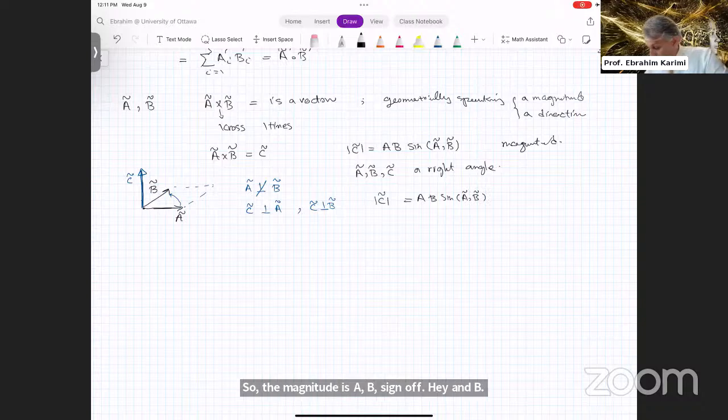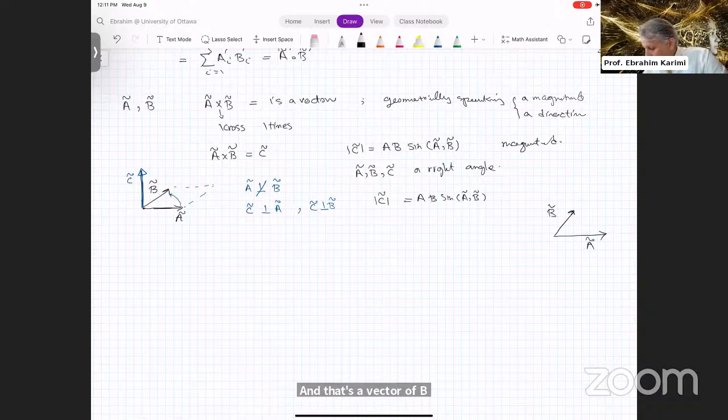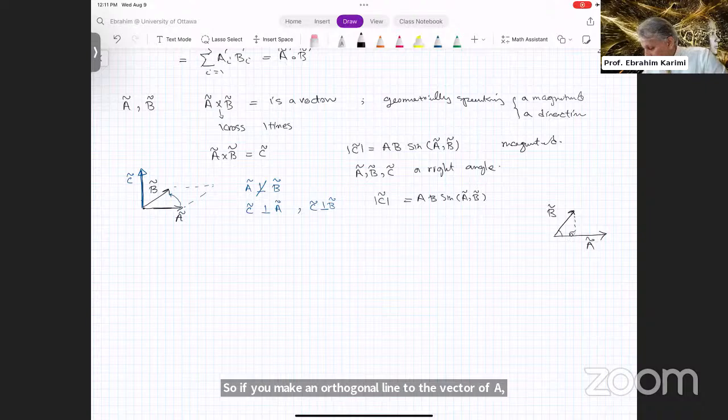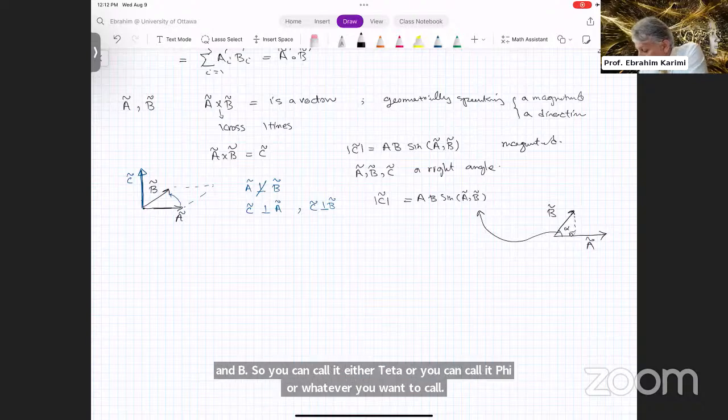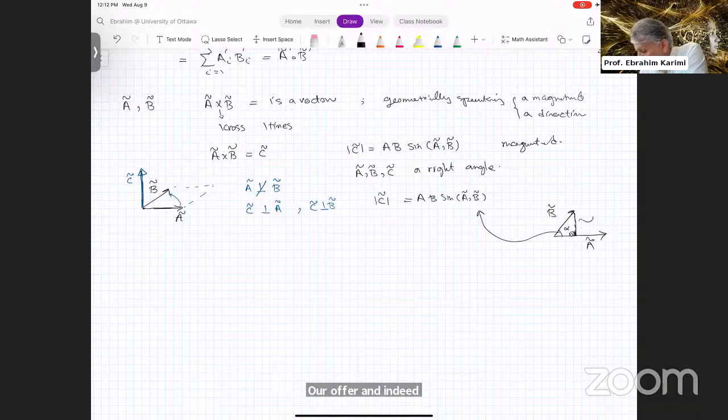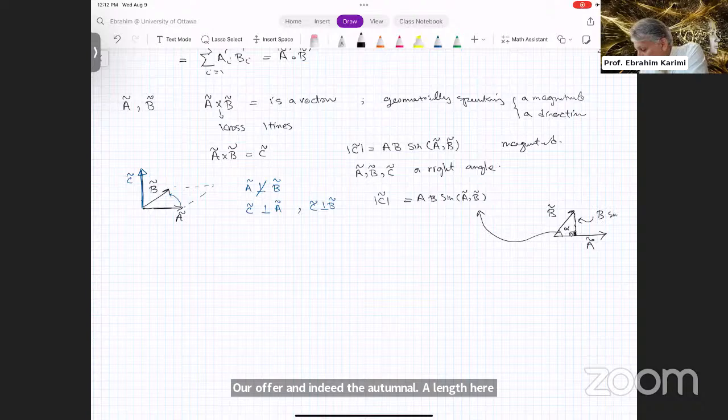Well, assuming that you have the vector A, and that's the vector B. So if you make an orthogonal line to the vector A, that angle is essentially the angle between A and B. So you can call it either theta, or phi, or whatever you want, or alpha. And indeed, the orthogonal length here essentially is B multiplied by sine of alpha.